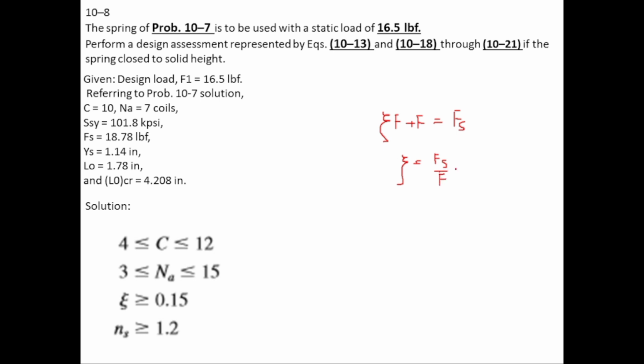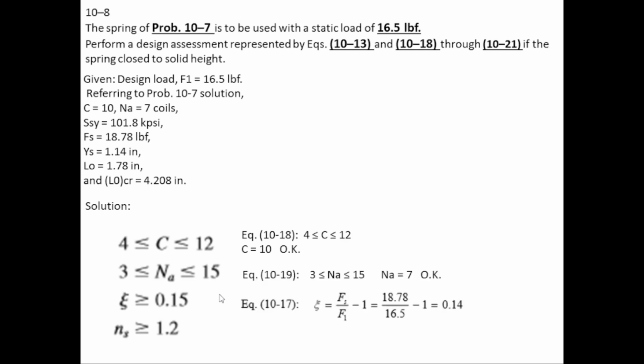So zeta is equal to Fs divided by F minus 1, as Fs is equal to 18.78 lbf and F is 16.5 lbf. Putting these values, zeta will be equal to 0.14. Since the value of zeta is less than 0.15, the design is not perfectly okay for us, but we can still go with this design because 0.14 is not very much smaller than 0.15.